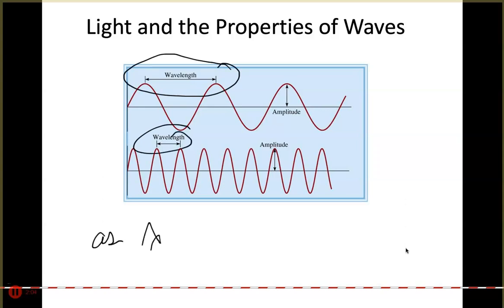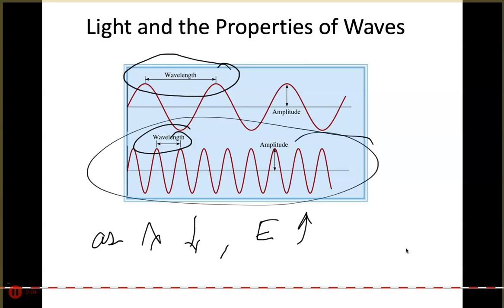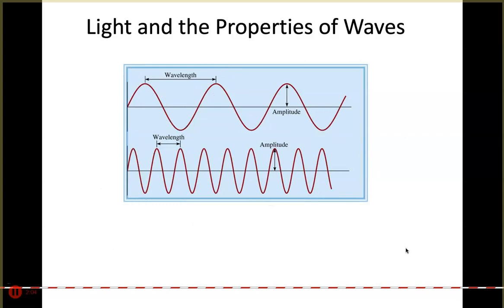As lambda decreases, energy is actually going to increase. Why? We'll talk about that in a little bit. There's a relationship between lambda and energy. As the wavelength gets shorter, so we have more of these small waves passing through in a given time, the energy is going to go up. So that's our first property of waves, lambda.